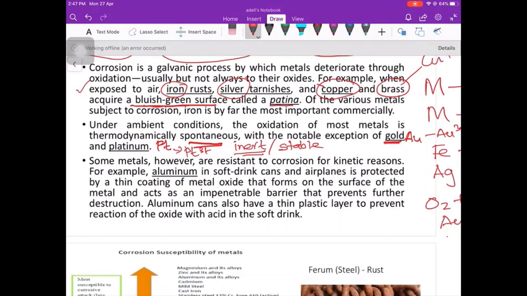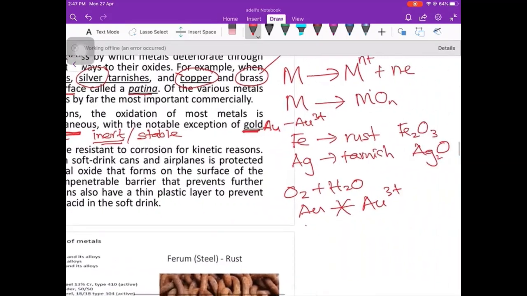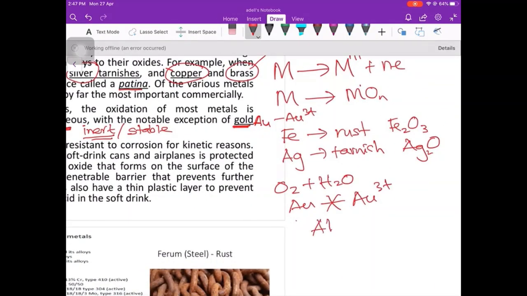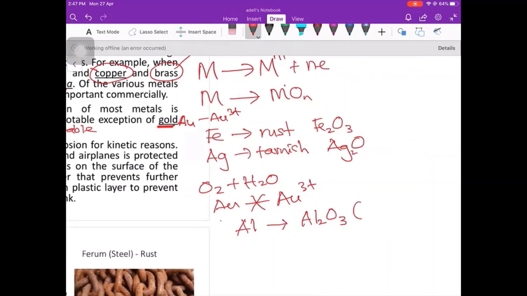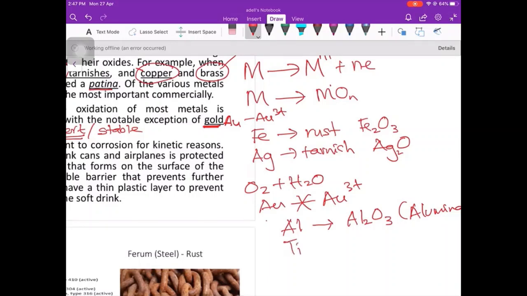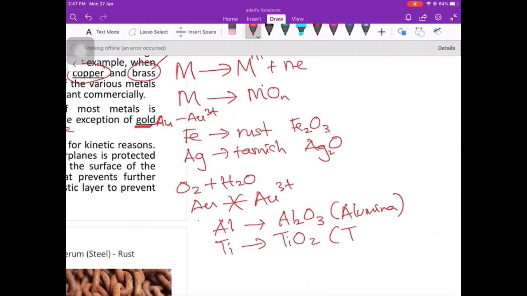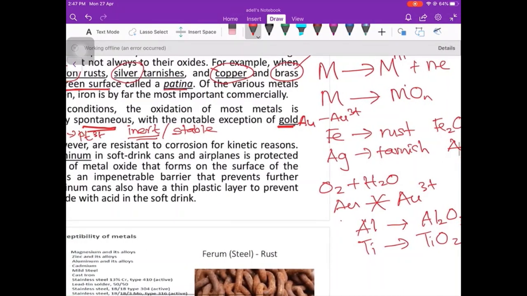They are very inert, very stable. Some metals, however, are resistant to corrosion for kinetic reasons, such as aluminium. In a normal or neutral environment, aluminium can form an oxide product, alumina, which is also highly corrosion resistant, as is titanium, which forms titania.